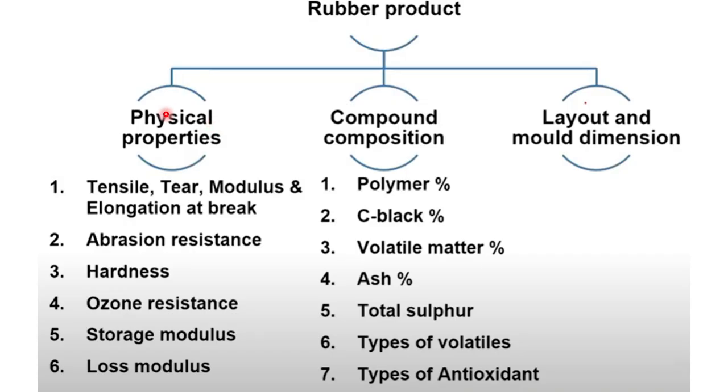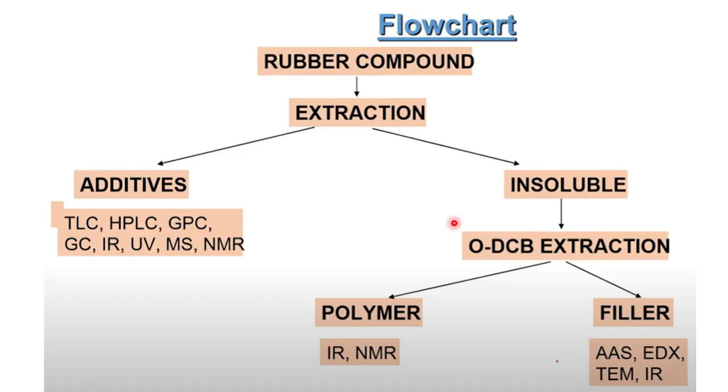So for a rubber product, there are three steps. First is physical properties, where tensile, abrasion, hardness, ozone resistance, storage modulus and loss modulus are measured. Then compound composition: percentage of polymer, carbon black percentage, volatile component content, total sulfur, type of other volatile material, and antioxidant. And next, you prepare your sample based on the physical property and formulation, and after molding to a specific dimension, check the properties.